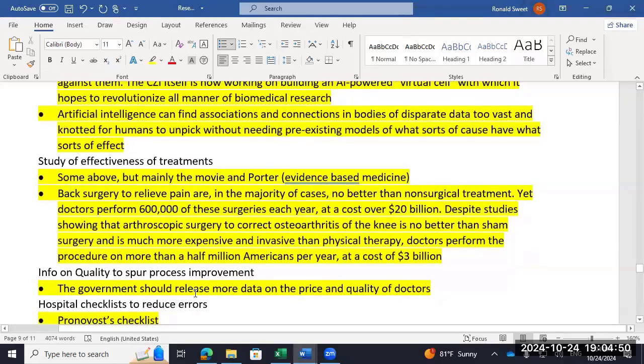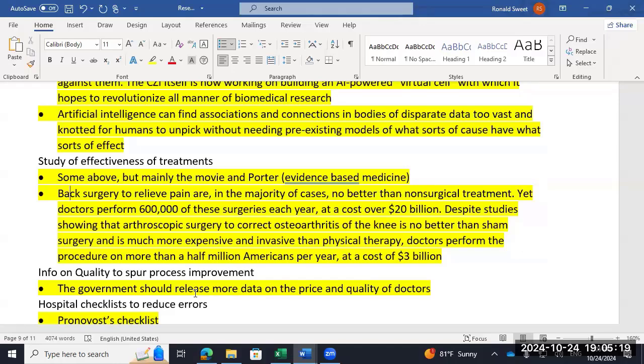Back surgery to relieve pain in majority of cases is no better than non-surgical treatment, yet doctors perform 600,000 of these surgeries each year at a cost of over $20 billion. I know a lot of people get back surgery. It's pretty intrusive. It really knocks them out for quite a while. There are some that are needed. There's a friend of mine, he had real bad pain in his neck, and he did surgery. It seems like it worked really, really well. Would therapy work better? Who knows?